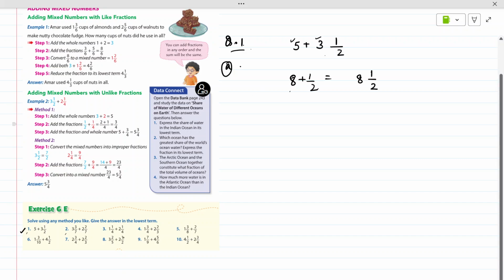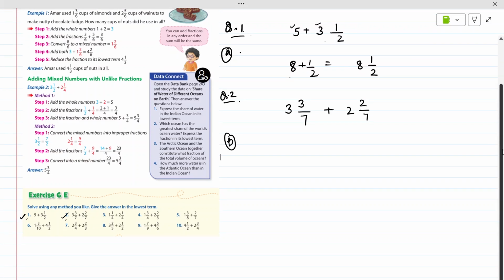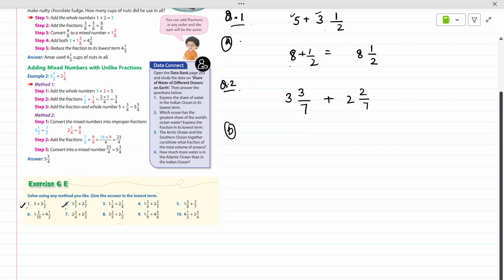Okay, so now this is how we have to do the first question. Now let me pick question number 2 also. Okay, so question number 2, we have 3 by 7 plus 2 by 7. Let us do this with the second method, where we have to change it to normal fractions first. So this is 7 into 3 is 21, 21 plus 3 is 24. This will become 24 by 7 plus 7 into 2 is 14 plus 2 is 16 by 7.